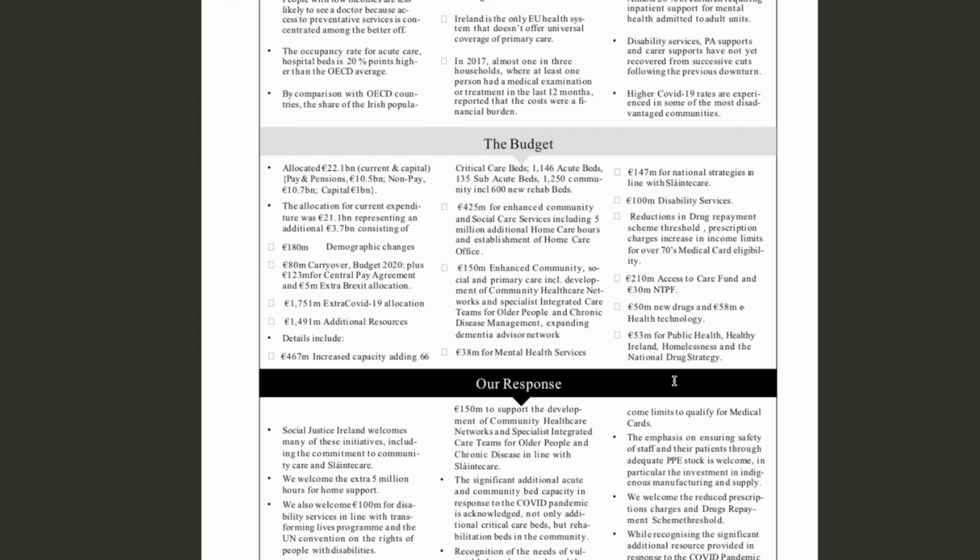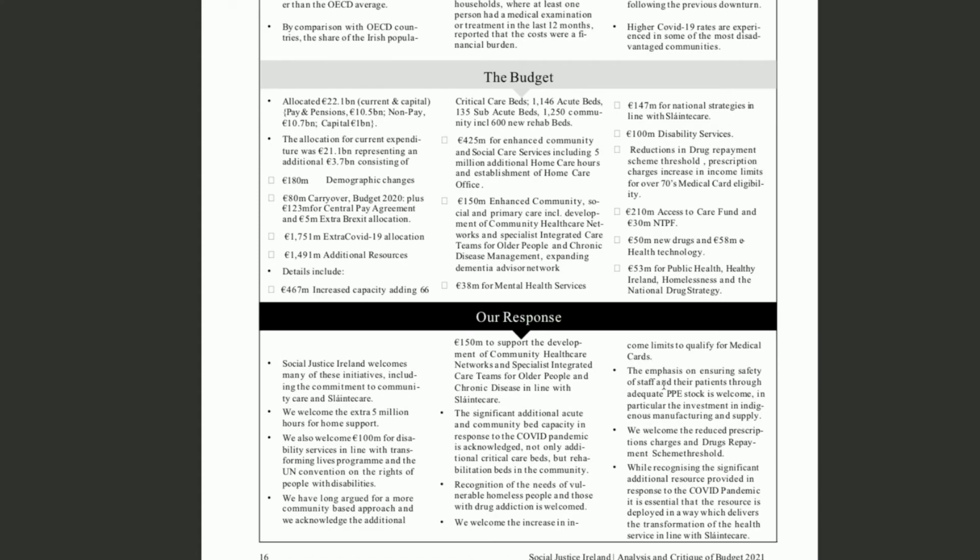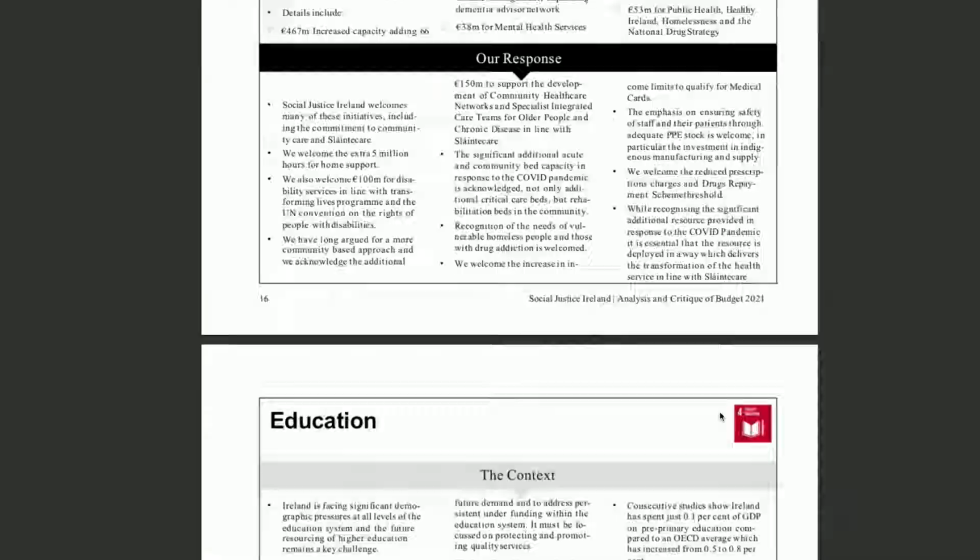While recognising the significant additional resource provided in COVID, it's also essential that resources are deployed in a way which delivers the transformation in healthcare as well as the essential services that are required. I'm going to pass you on now to my colleague Michelle to go on to education.